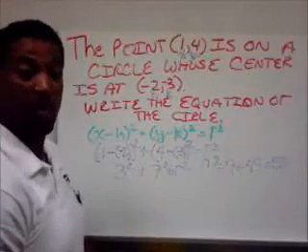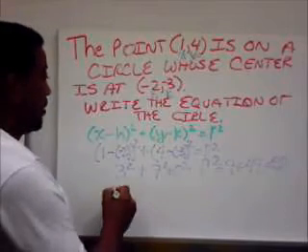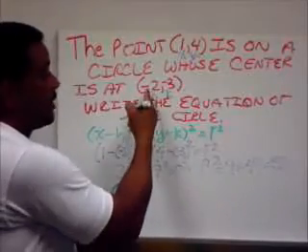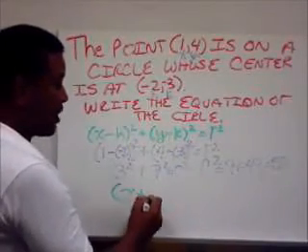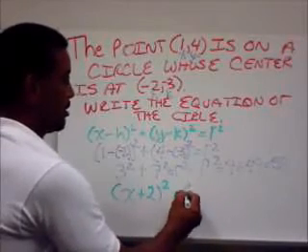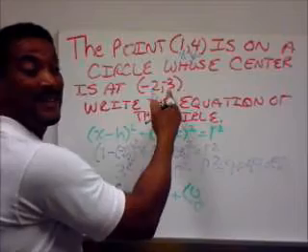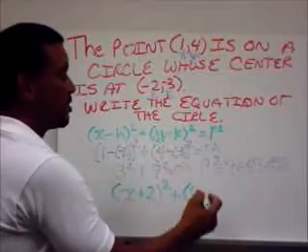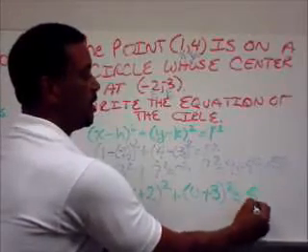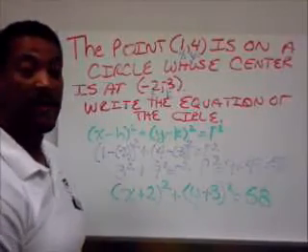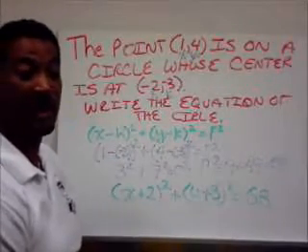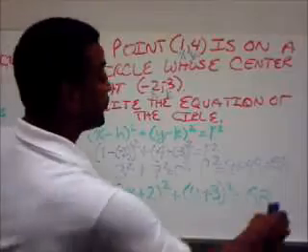Now to write the equation, we would write (x minus -2), and minus a -2 means we're going to have (x plus 2) squared, plus (y minus -3), and minus a -3 is going to give us (y plus 3) squared, equal to our 58. That's going to be the equation of our circle that goes through (1, 4) and has a center of (-2, -3).